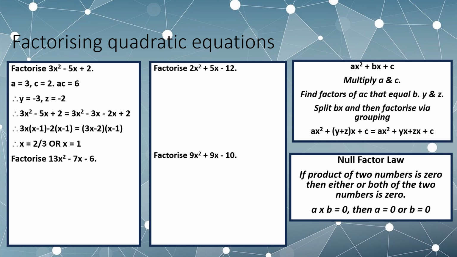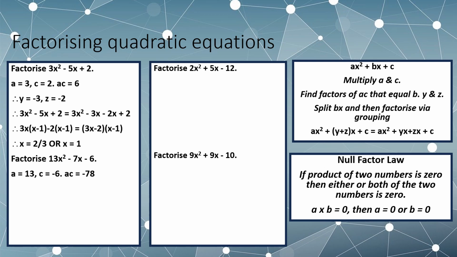Okay, another example now. We have 13x squared, take 7x, take 6. So a equals 13, c equals negative 6. So our AC, our a multiplied by our c, equals negative 78. Now, for looking for factors that add up to 7, I would use a calculator for these ones and just have a bit of a play around with what works and equals negative 78. Hopefully, remembering that you need to equal that b value.